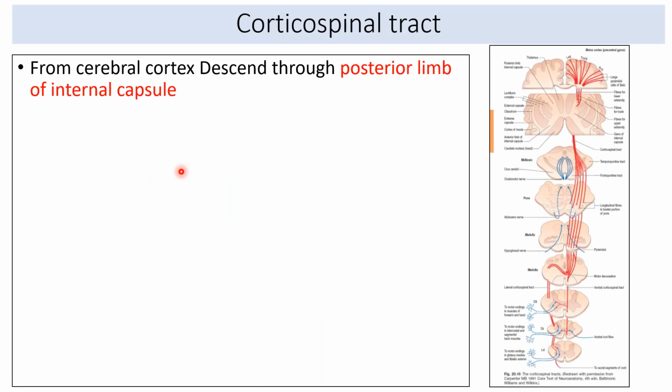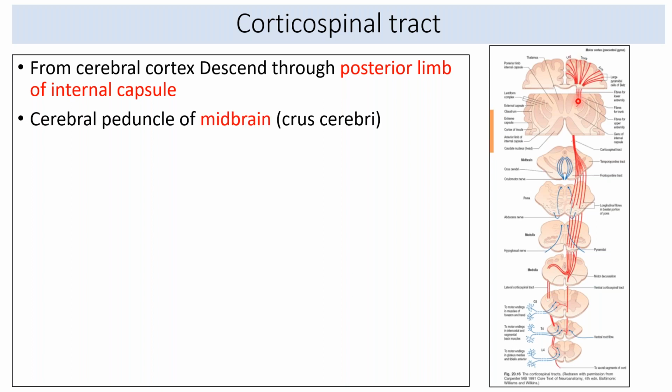Once the upper motor neuron is lying at the cortical level, the fibers descend through the posterior limb of the internal capsule. This is the internal capsule area, which is a white matter of the cerebrum. The internal capsule will be done in detail later on. This is the posterior limb of the internal capsule, this is the genu, and this is the anterior limb of the internal capsule. So the fibers will reach from the cerebrum to the posterior limb.